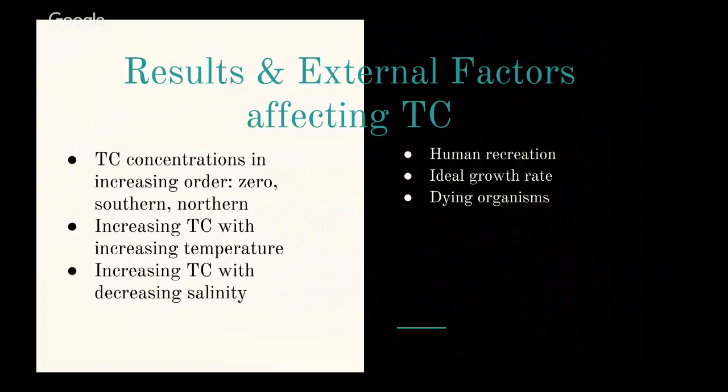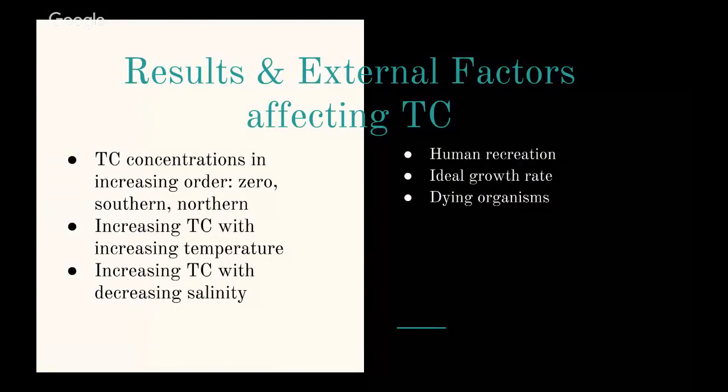However, if our data range was above this ideal growth rate, in the 40s or maybe even higher, this would cause the coliform growth to be hindered or even to start dying from the temperature, which will cause a decrease in TC with increasing temperature. So the results would be flipped if it was above the ideal growth rate.